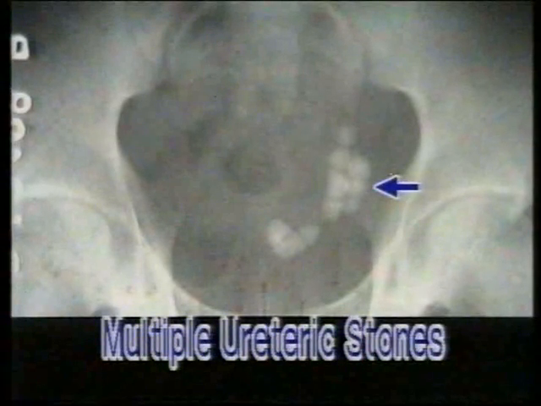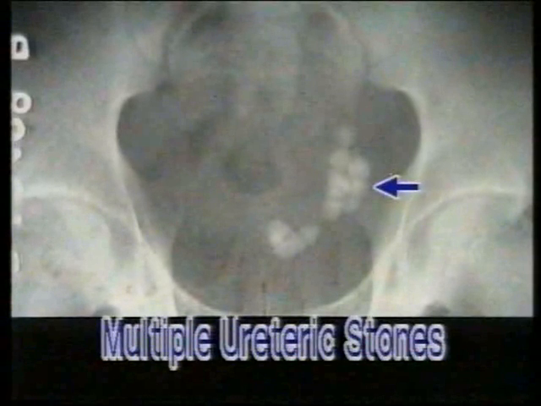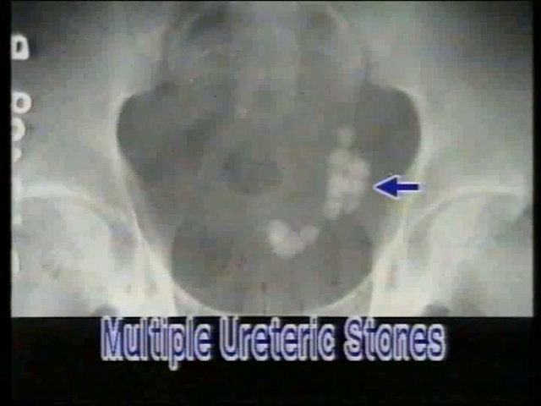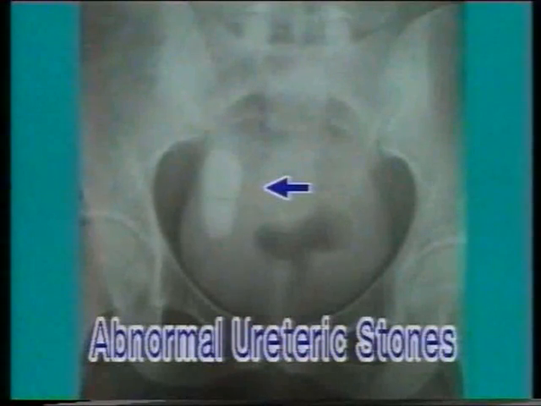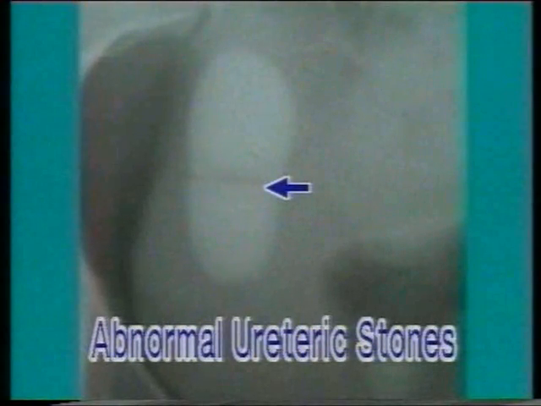Note the multiple stones in the lower ureter. Such stones can only occur in a ureterocele at the lower end of the ureter. A normal ureter will not develop such abnormal stones. This is another large and double stone at the lower end of the ureter, once again in a ureterocele. Ureterocele is a cystic dilatation of the lower end of the ureter due to congenital atresia of a ureteric orifice.